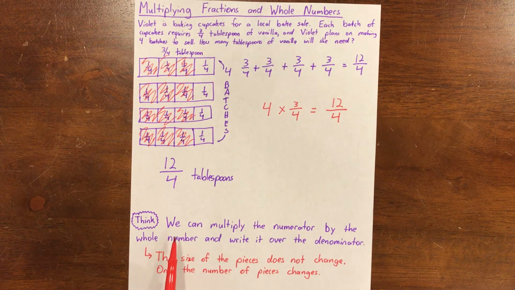Read it with me. We can multiply the numerator by the whole number and write it over the denominator. The size of the pieces does not change, only the number of pieces changes.